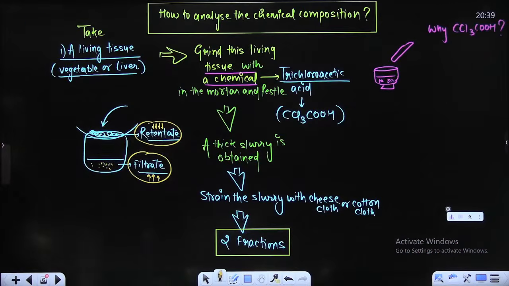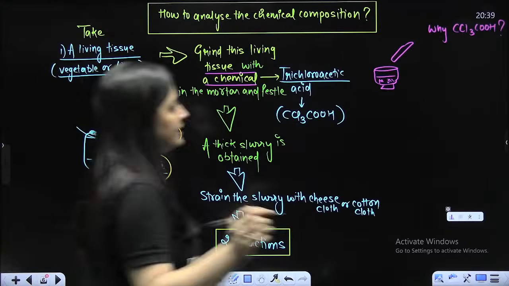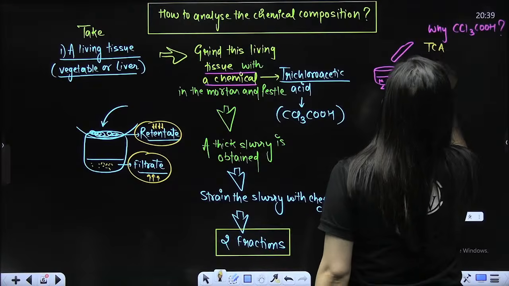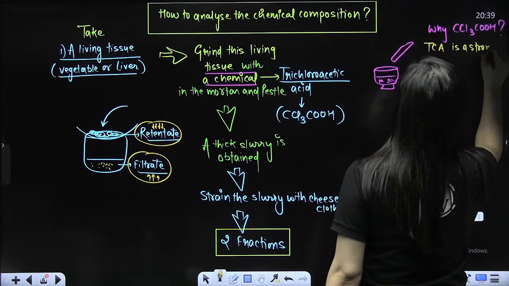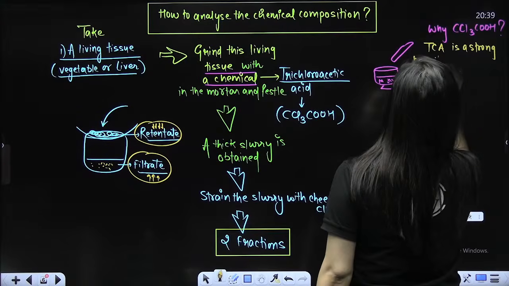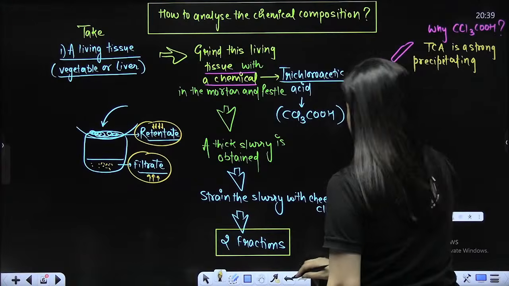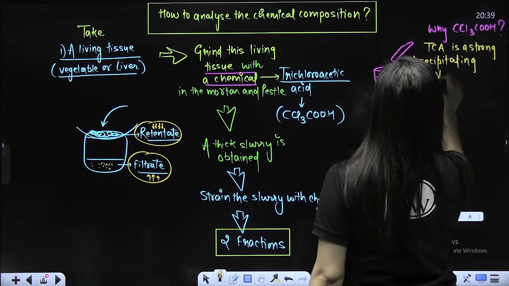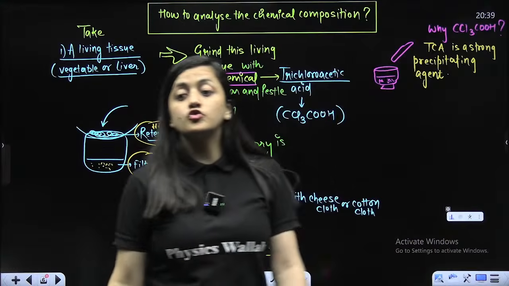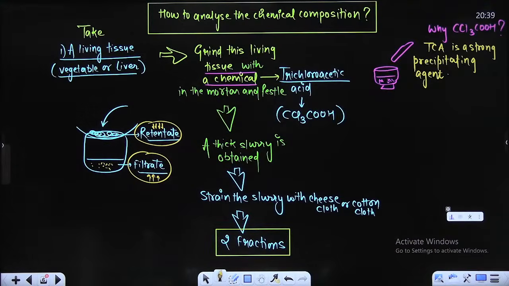Can anyone in the class tell me why trichloroacetic acid? Do you know that trichloroacetic acid, short form TCA, is a strong protein precipitating agent? It's a strong protein precipitating agent. So what does it mean? It will cause the proteins to denature and precipitate from the solution. Is that clear?